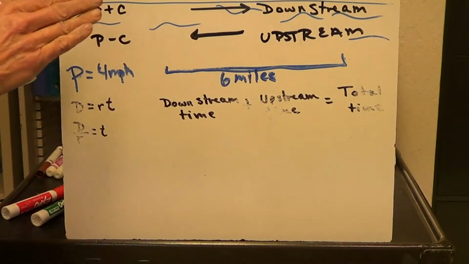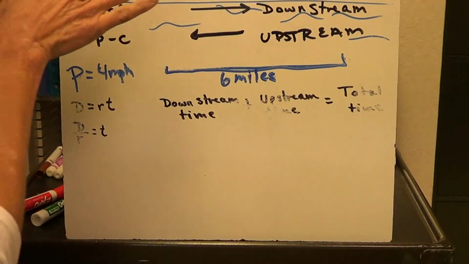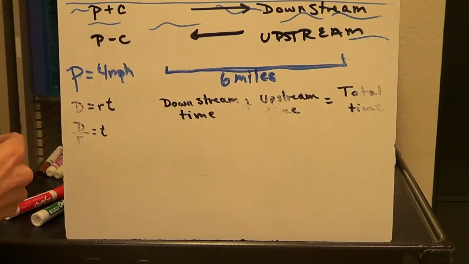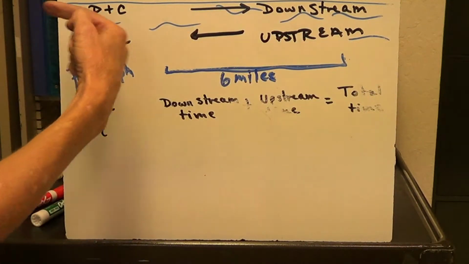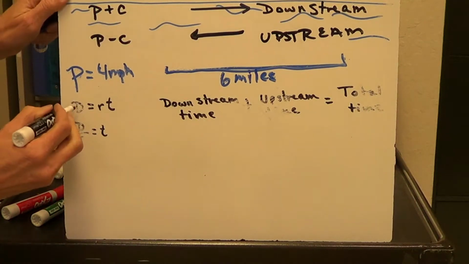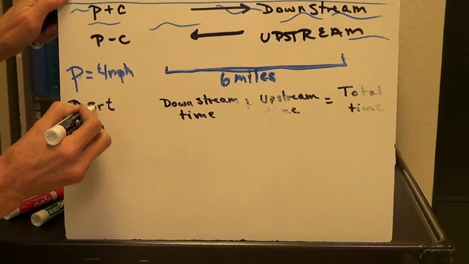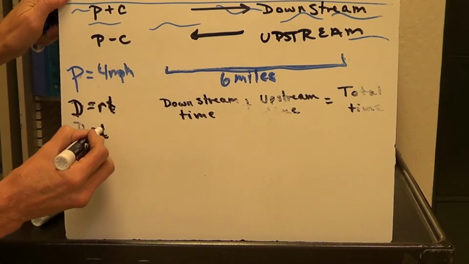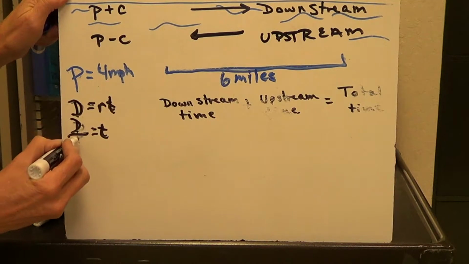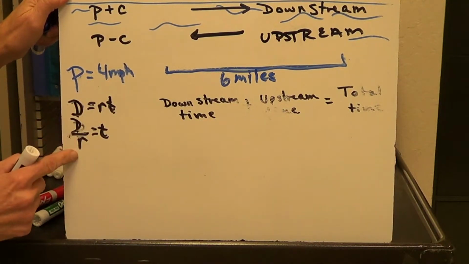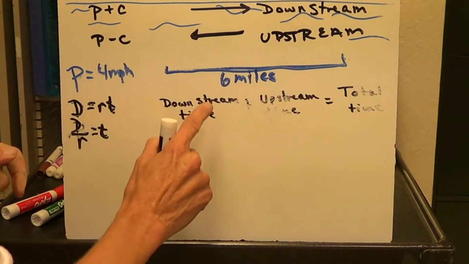So can we reason, when we go downstream, your paddle speed's going with the current. So you could add your paddle speed and your current speed. Going upstream, you go against the current, so you subtract the current speed from your paddle speed. That's what takes time. Now, if we want to know our total time, distance equals rate times time. Hopefully you've got that from science. To get time alone, distance divided by rate. To get t alone, you divide by r. So distance over rate equals your time.